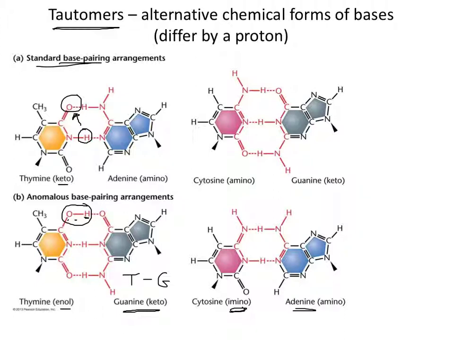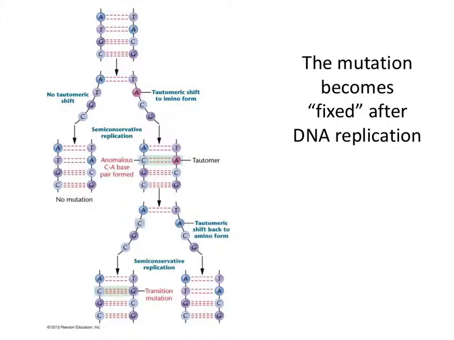Because they occur naturally, meaning from time to time the common form will shift to the rare form, then during that moment when it's shifted to the rare form, if synthesis is occurring, then you can have non-standard base pairing. And that will persist into the next round of DNA division. It will be a mutation. So let's just look at a cartoon that sort of depicts what I'm saying about a mutation becoming fixed or persisting so that it becomes a true mutation.